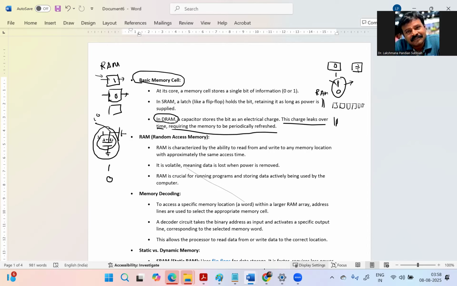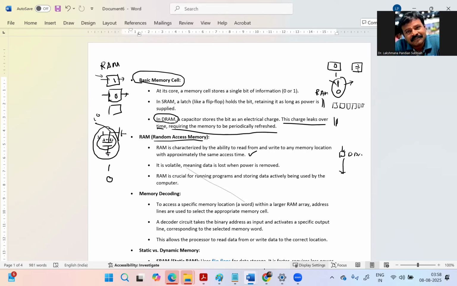Here RAM means random access memory. RAM is characterized by the ability to read and write information to any memory location with approximately the same access time. Here we have an array of cells, and we can store that information and retrieve it.